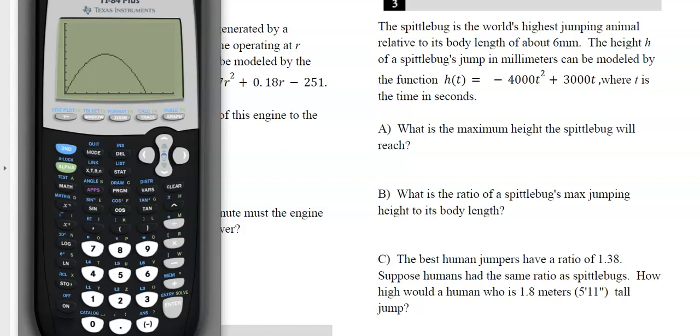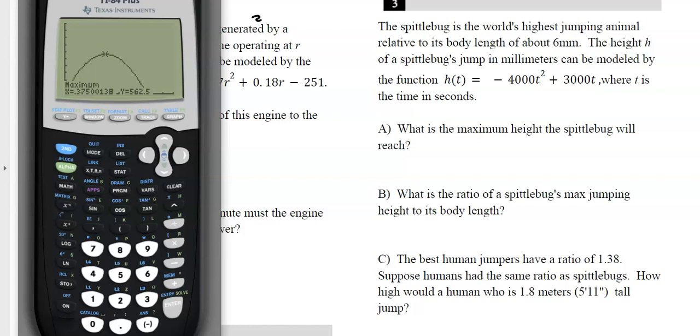Let's get the maximum height. So I'm going to second trace. Max is number 4. And I got to go to the left side. Left side first always. So left, enter. Right side, enter. Guess. Boom. So it looks like at 0.375 seconds, this thing has jumped 562. So 0.375 and 562.